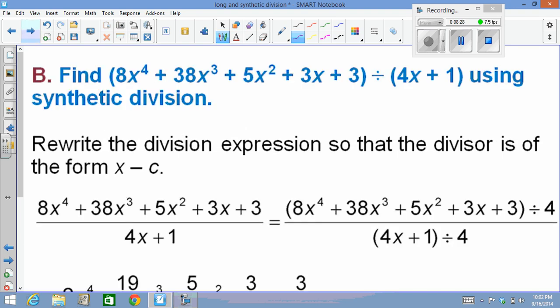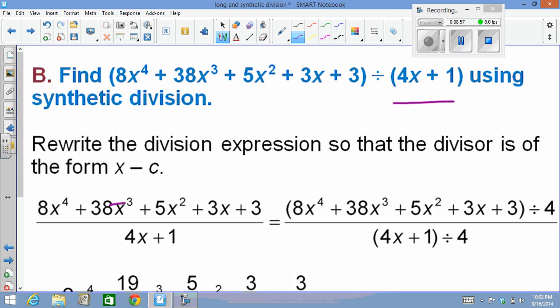So here in this particular problem, notice that this time I'm dividing by 4x plus 1. There's a coefficient in front of the x. So the extra step that I have to do is divide by whatever number is in front of the x. And when I divide, I have to divide all terms by that number. In this case, the 4 is in front of the x, so I'm going to divide every single term by 4. That means every single term in the original polynomial that I'm dividing has to be divided by 4.